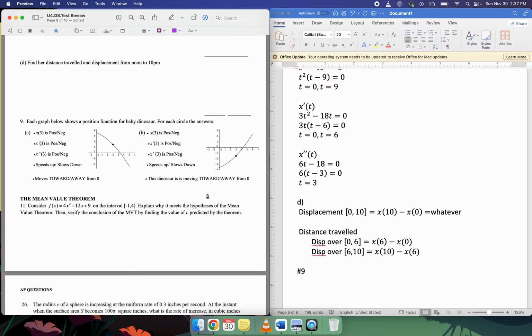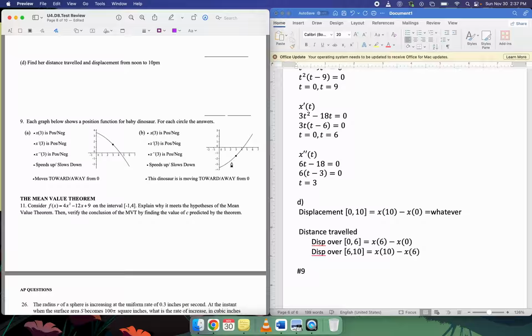Okay, B. This is pretty much the same kind of problem. Is the position positive or negative? It's negative. This is a graph of position, so it's talking about the y-coordinate. X prime is talking about the derivative, so the slope. The slope is definitely positive. Second derivative: well, the graph is happy, right? So the second derivative is positive.